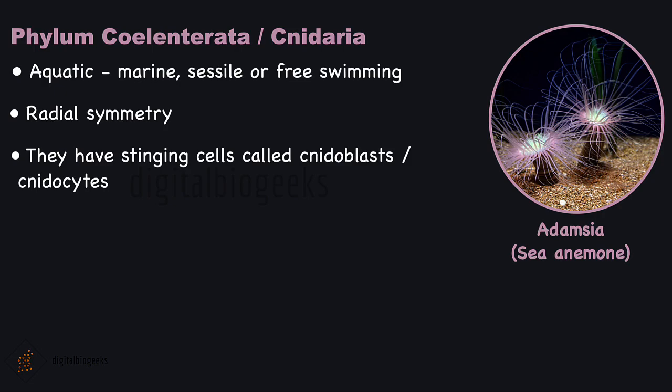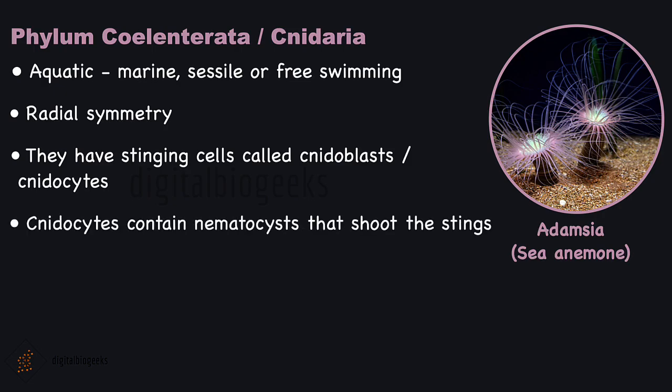They have stinging cells. These cnidocytes are present on their tentacles. These are the tentacles of a sea anemone, and cnidocytes are present in these tentacles. These cnidocytes contain special cells called nematocysts. These nematocysts shoot the stings. When a prey comes near, the nematocysts shoot out the stings that penetrate the cell wall, allowing them to catch the prey.